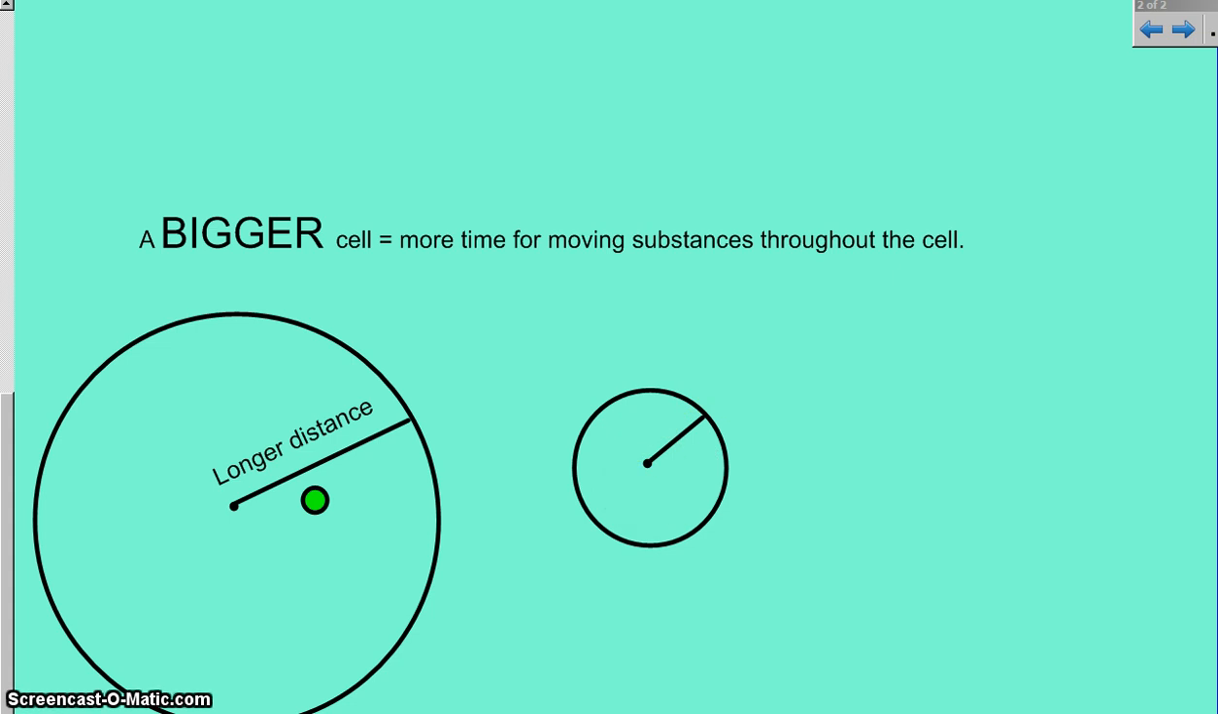So what does this mean for the cell? Well, if this is some kind of a molecule that it needs, like a sugar or a protein, if it's a large enough cell, the molecule may not be able to get to the center quickly enough to keep that cell alive. So the cell might die before it gets substances that it needs in a bigger cell.